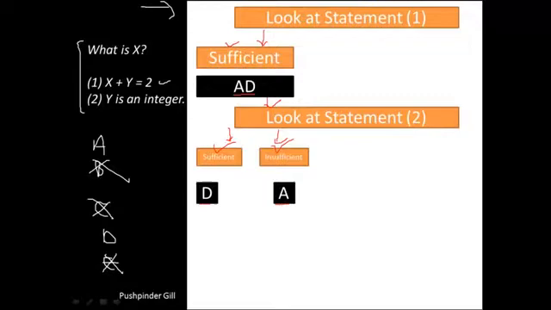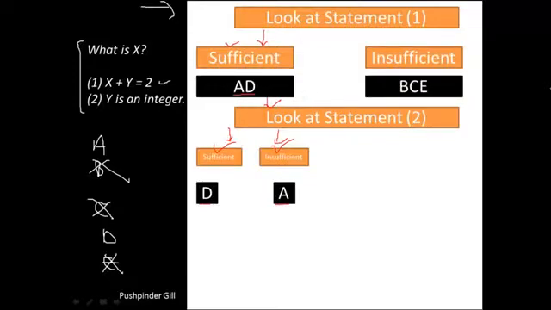Now let's talk about the insufficient part. Let's suppose you look at statement 1 and it turns out to be insufficient. So if answer choices A and D are eliminated, the answer choices left are B, C and E, right? So if statement 1 turns out to be insufficient, you have only 3 answer choices left. Then you look at the second statement. Again, it can either be sufficient or insufficient. If statement 1 is insufficient and statement 2 is sufficient, that means your answer is B.